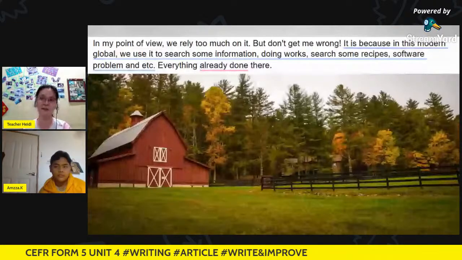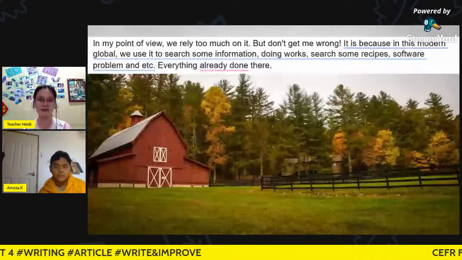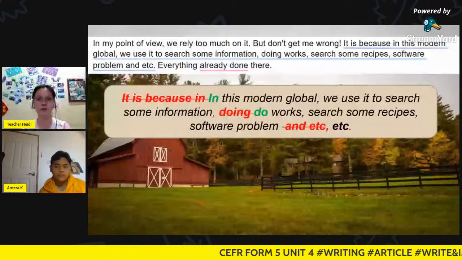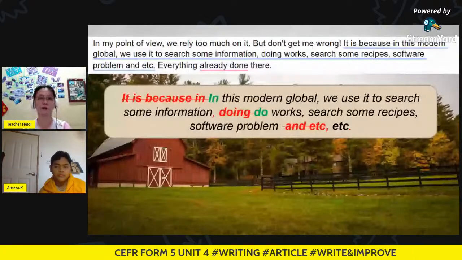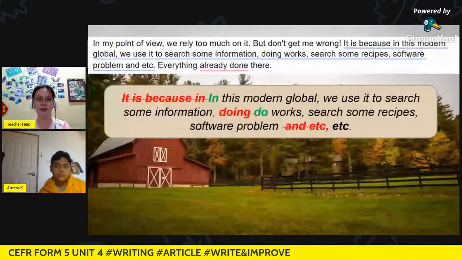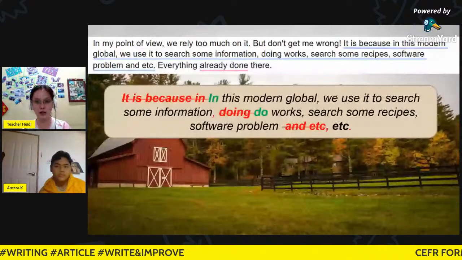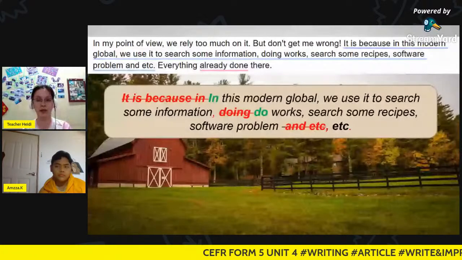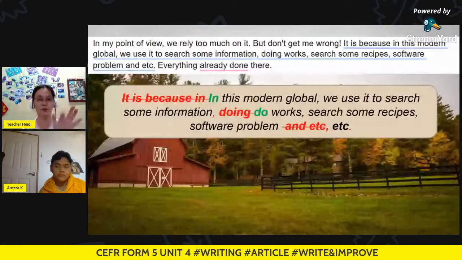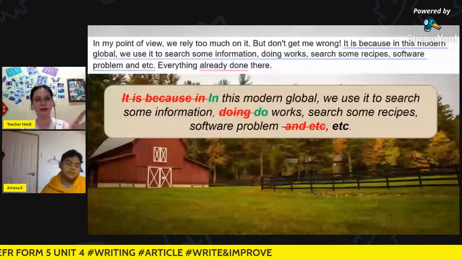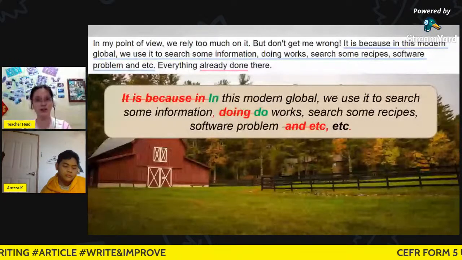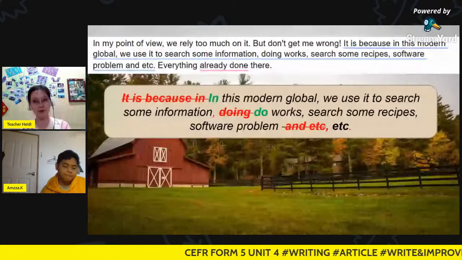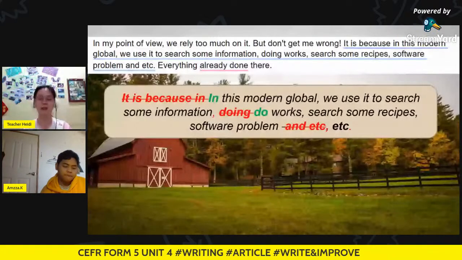Okay, so this is the one that's being suggested. Instead of saying it's because, in this modern global, in this global model, we use it to search some information, do works, instead of doing works. This one I need to highlight because there are a few verbs here. You are using search and then you have this do. So you have to be consistent. You cannot use one with ing and search with no ing. Unless you are writing some information, doing work, searching some recipe, then it may be acceptable.